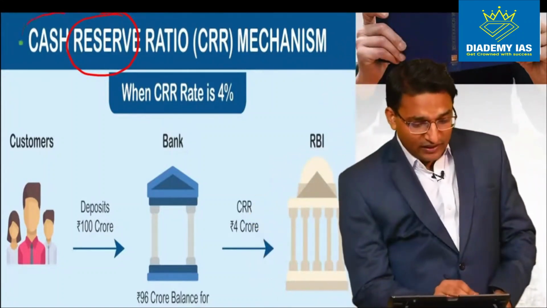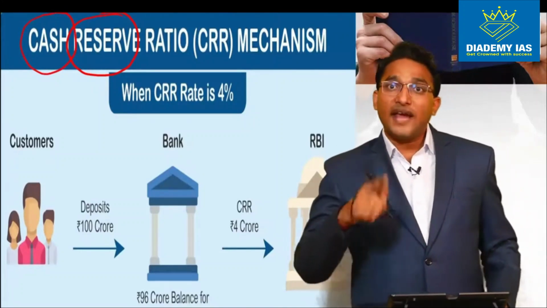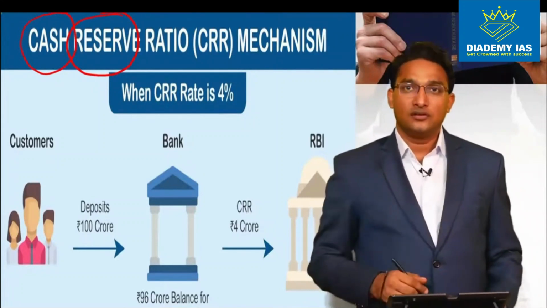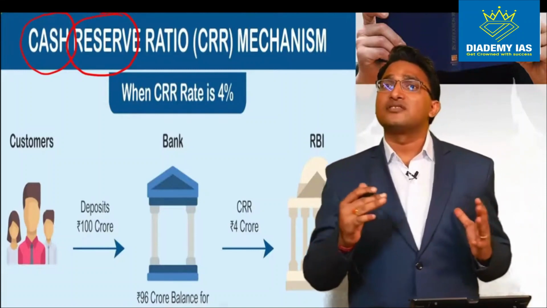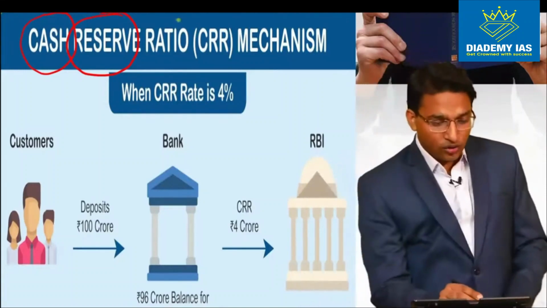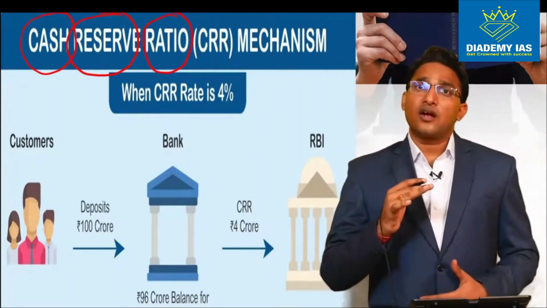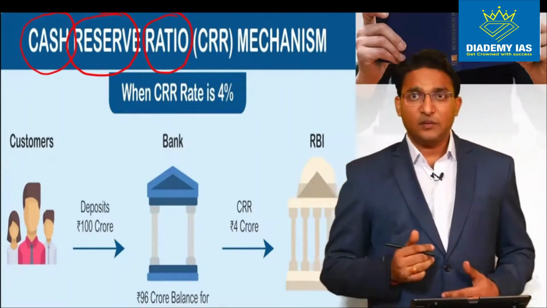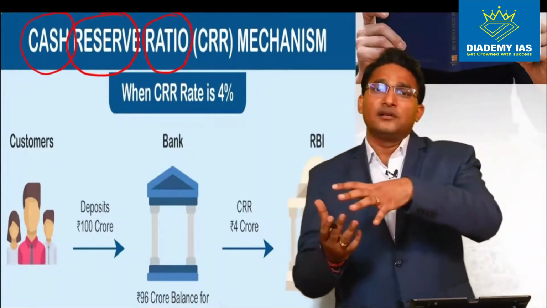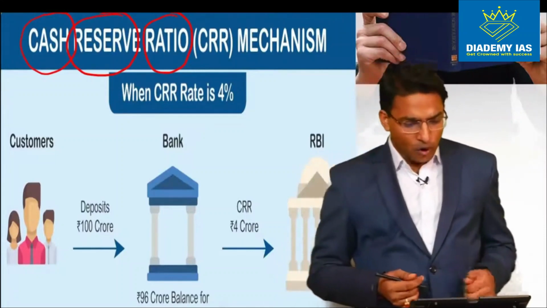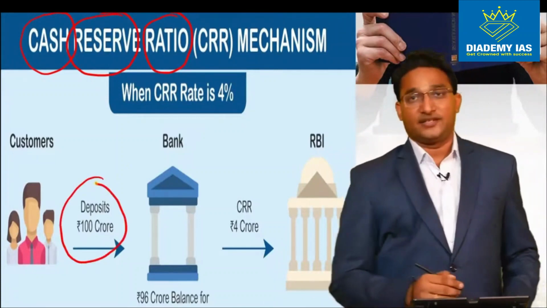Cash reserve ratio means the cash that has been kept aside or kept separately for future use. So you can get an idea about the meaning of cash reserve. Third is ratio. Ratio means something which is a component of another thing, that means it is calculated as a proportion of any other big amount. So cash reserve ratio acts something like this.